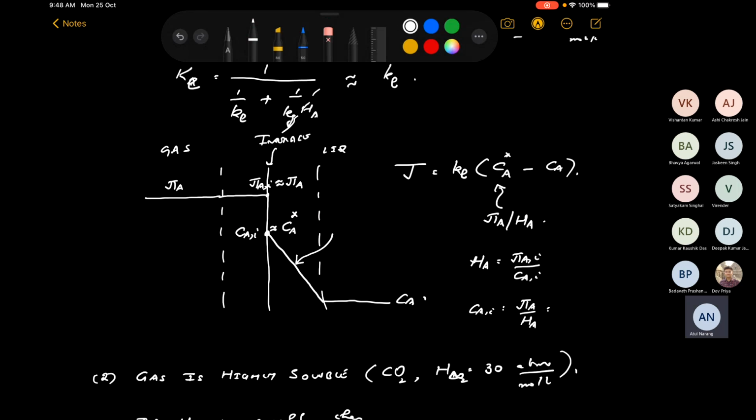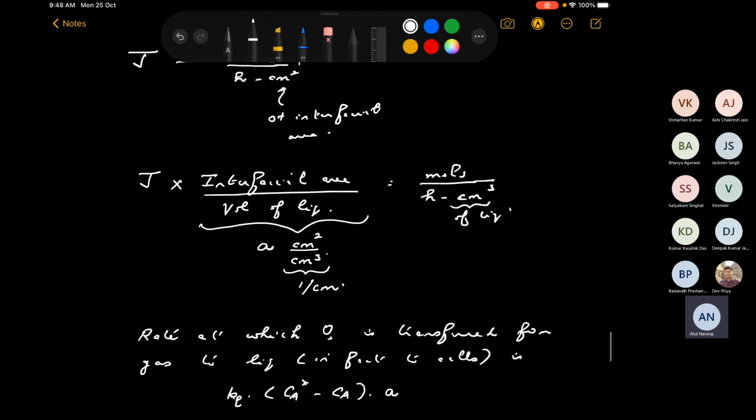This one, J equals KL (CA star minus CA). And then what I did mention later on, which I will flesh out a little more right now, is that J has units of flux, which is moles of gas A transferred per unit interfacial area, per unit time, and actually it needs to be multiplied by this quantity called the interfacial area per unit volume of the liquid, often denoted A. This is A centimeter square of interfacial area per centimeter cube of the liquid.